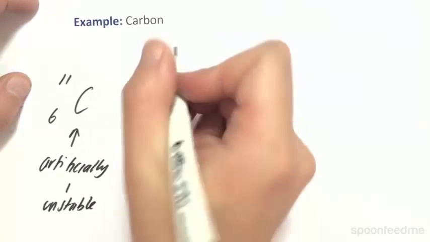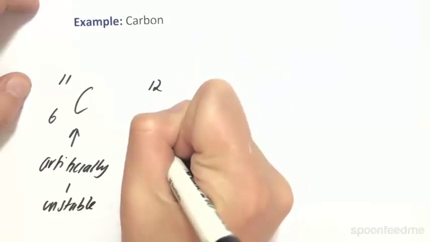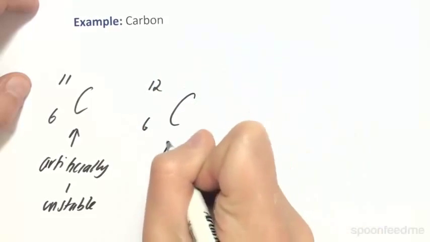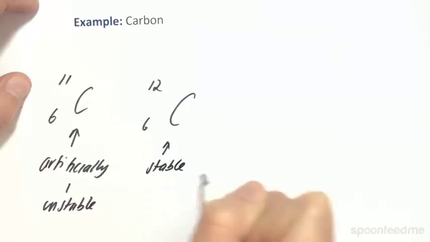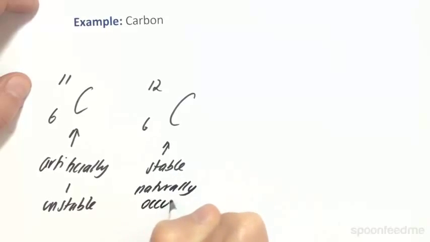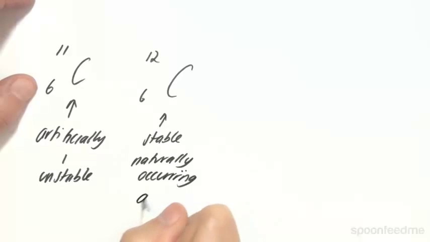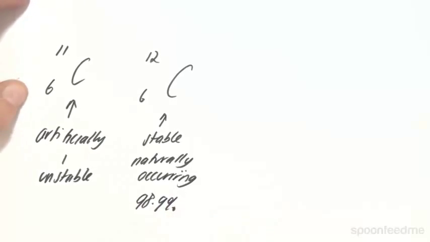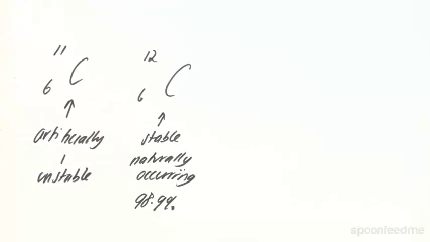The second type of isotope of carbon we look at is carbon-12. This is actually very stable, and so it's naturally occurring. We actually find it naturally occurring, and in fact we can say 98.9% of naturally occurring carbon is found as carbon-12. So a really large percentage of natural carbon is found as carbon-12.